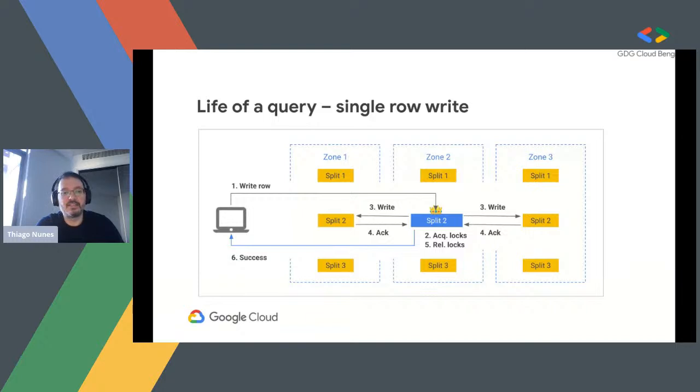Now, one thing that is important to notice here is that I mentioned that the acknowledgement only needs to come from the majority of the participants, right? So in this example, for instance, zone 1 could have gone down and your writes would still succeed because zone 2 and zone 3 would have given acknowledgements. Now, if the leader zone went down, let's say zone 2 went down, then a new leader election would have to happen between zone 1 and zone 3, and then the writes could resume then.